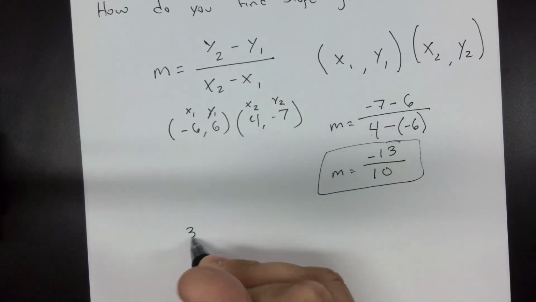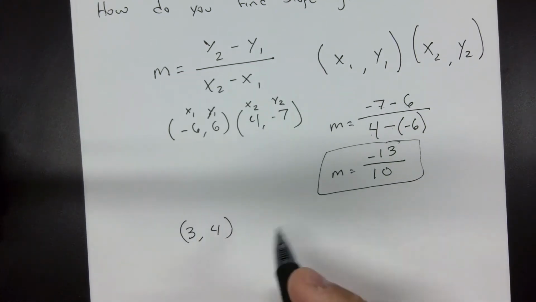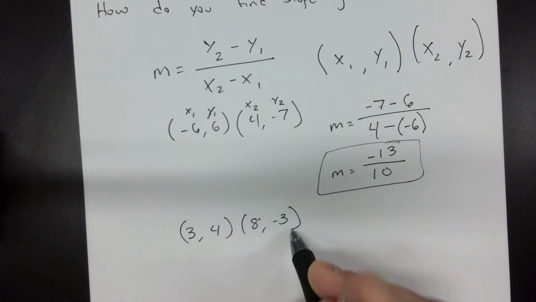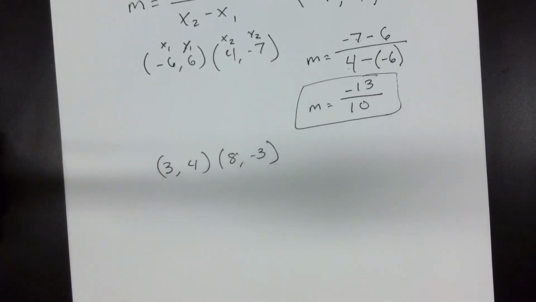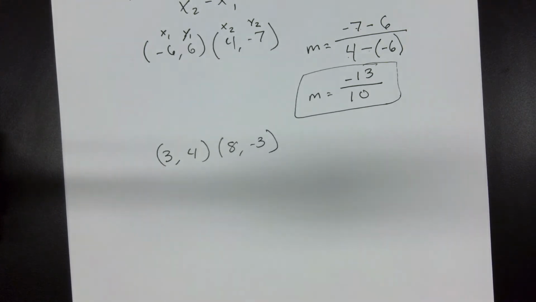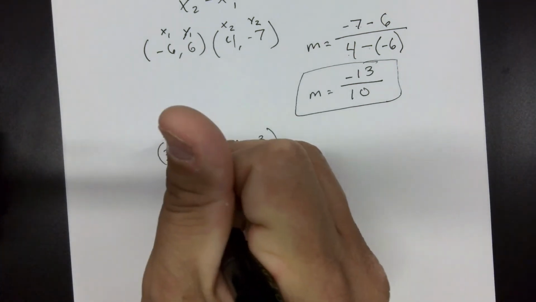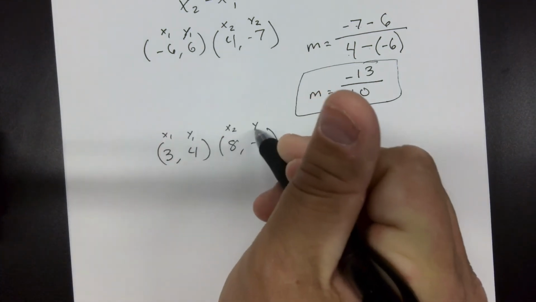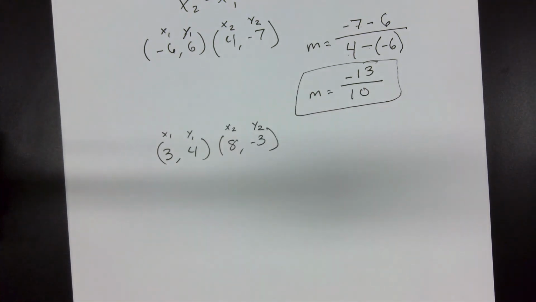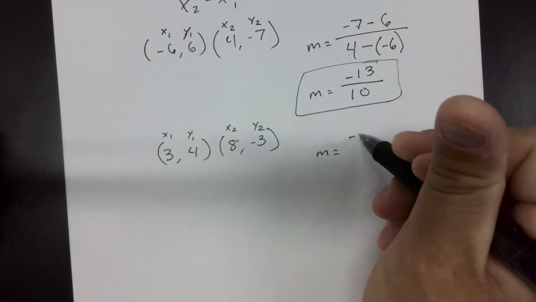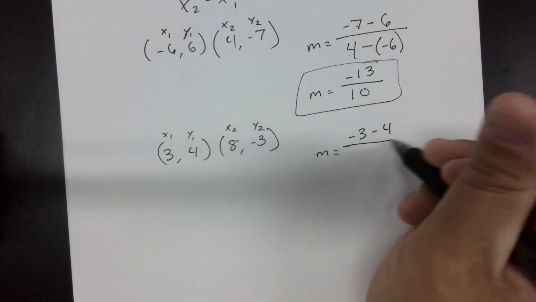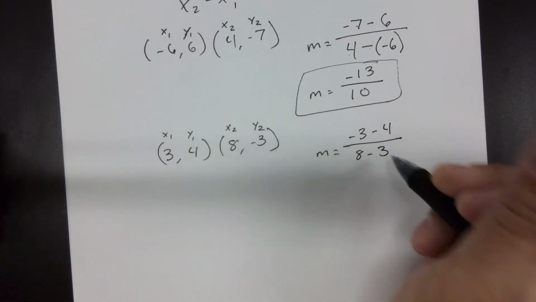Let's say we had 3 and 4, and 8 and negative 3. The first thing we're going to do, label them. x1, y1, x2, y2. The 1s go on the first point, the 2s go on the second point. And then we plug them into our formula. m equals y2 minus y1 over x2 minus x1.